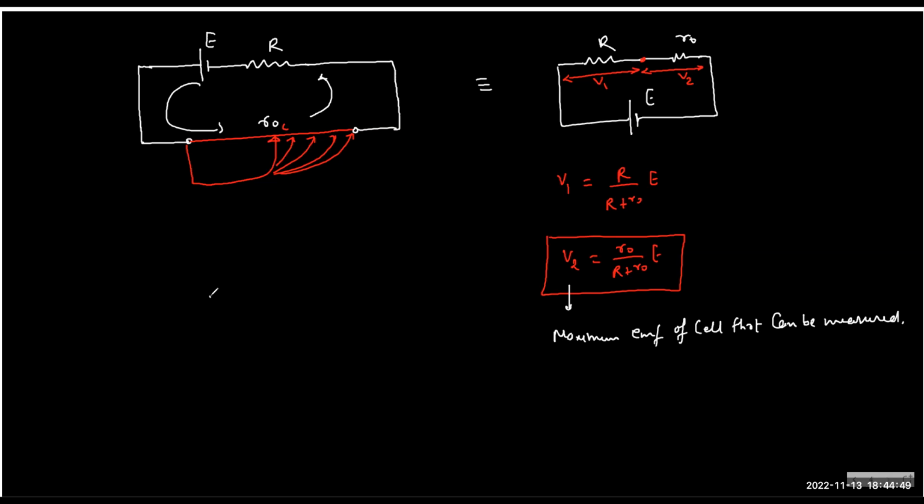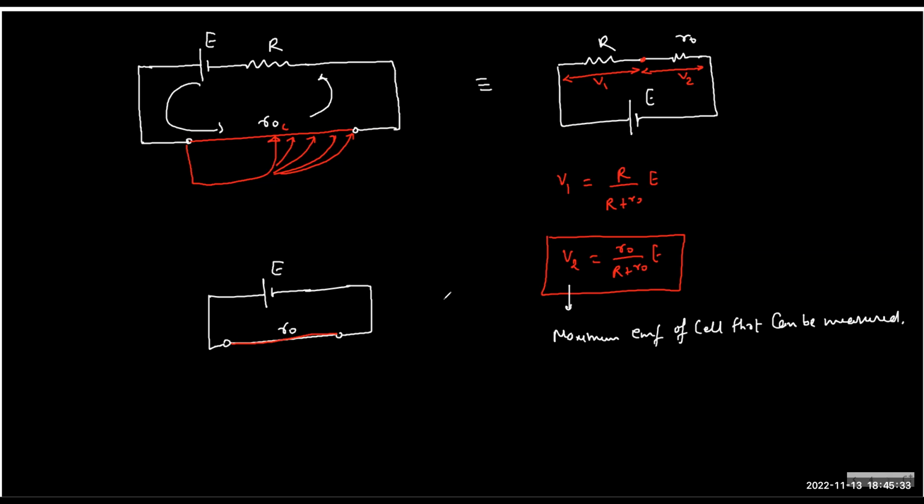You may get a question in which the circuit will have only E, not R, and then the potentiometer wire. In this case, can you tell me what is the maximum you can measure? What is the maximum potential difference across R naught? E. Because that is a cell directly connected across the potentiometer wire, so we cannot measure more than the E value. So any fraction of R will also be a fraction of E.